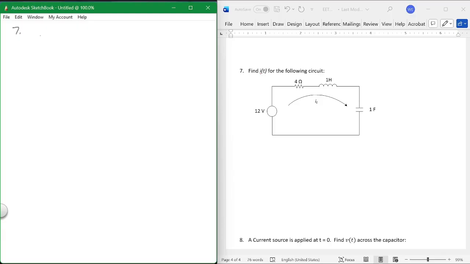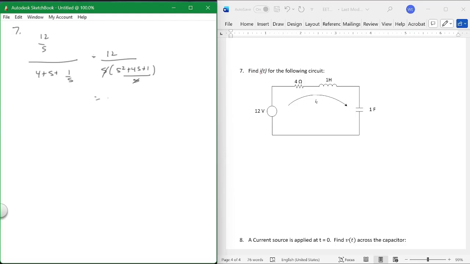So now we've got our 12 over S as our supply over 4 plus S plus 1 over S. And that starts the war. So now you start through and you say, okay, so it's equal to 12 over S times S squared plus 4S plus 1 all over S, and these S's in the denominator cancel out.